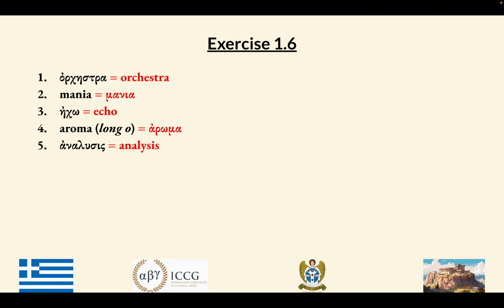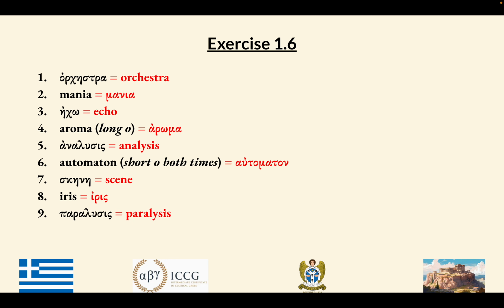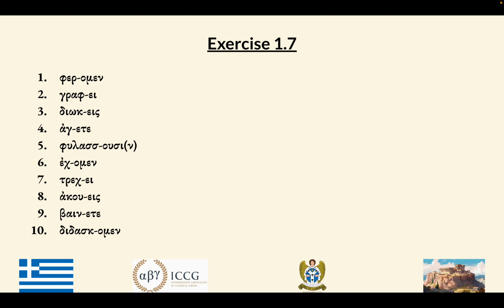analusis. Again, notice the U sound in Greek for this particular word becomes a Y in English. Automaton, skene, iris, paralusis. Again, the upsilon becomes a Y in English in this instance. And finally, genesis, which in English, of course, is pronounced Genesis. But in Greek, the gamma is always a G sound. It's a hard G.